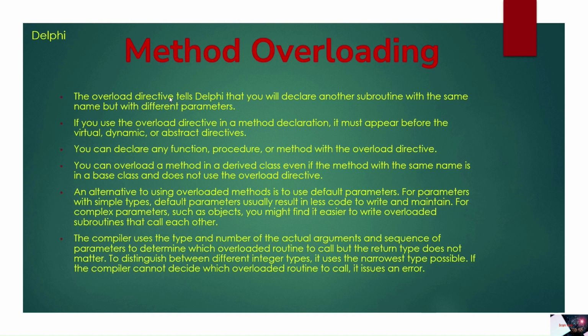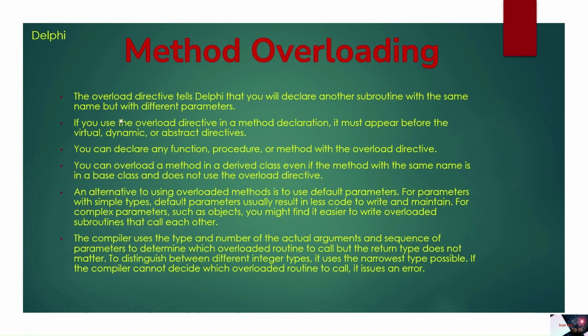An alternative to using overloaded methods is to use default parameters. For parameters with simple types, default parameters usually result in less code to write and maintain. For complex parameters such as objects, you might find it easier to write overloaded subroutines that call each other. The compiler uses the type and number of the actual arguments and the sequence of the parameters to determine which overloaded routine or method to call, but the return type does not matter here, right?